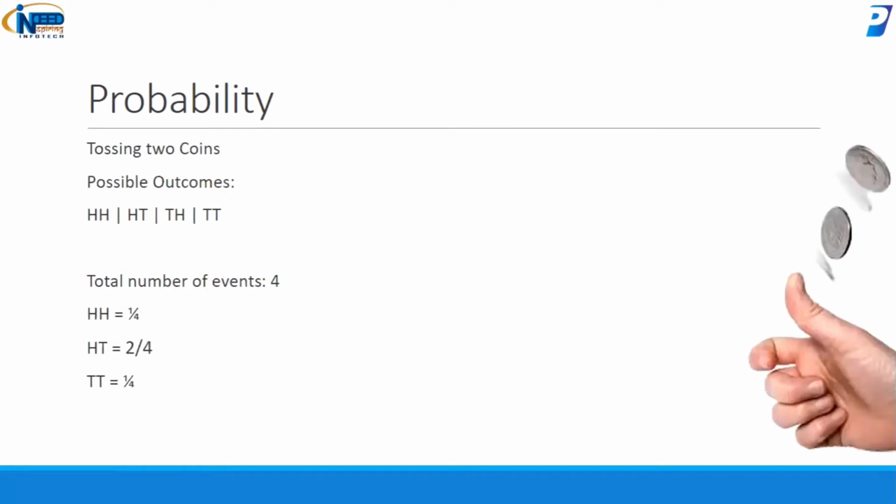Let us move ahead and understand if you have two coins. With two coins, what are the possible events? The possible events would be head head, head tail, tail head, and tail tail. So now the total number of events is 4. And out of 4, if I want head head, what is the probability? It is 1 by 4.